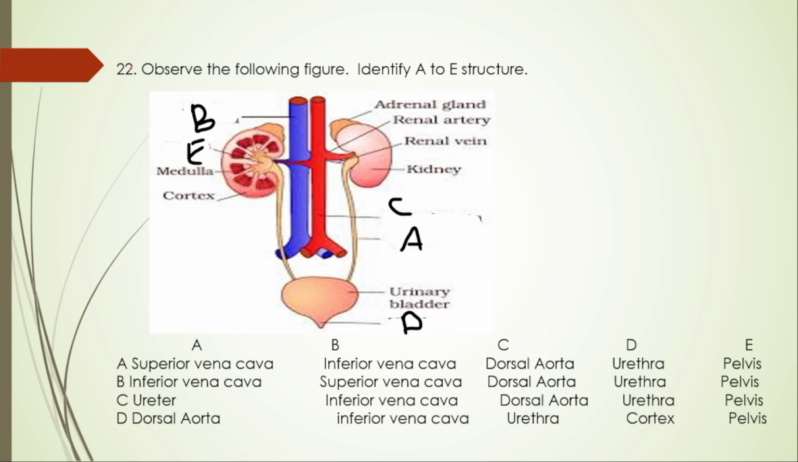Next question, question number 22. Observe the following figure. Identify A to E structures. Here A is ureter. Option C is the only one with this, so this must be the correct option. B is inferior vena cava, C is dorsal aorta, D is urethra, and the last one is pelvis. So the right option for 22 is C.